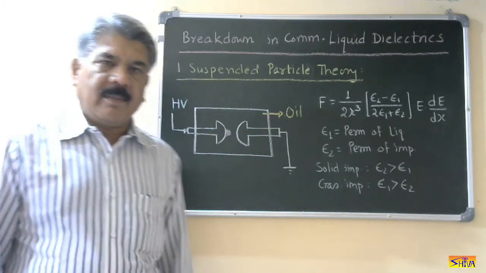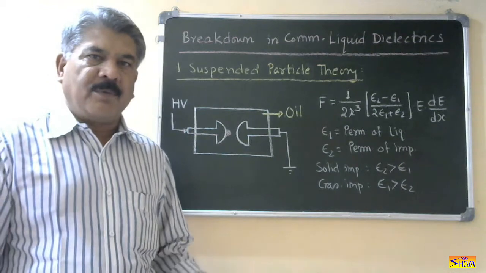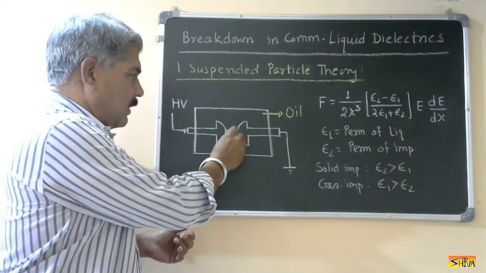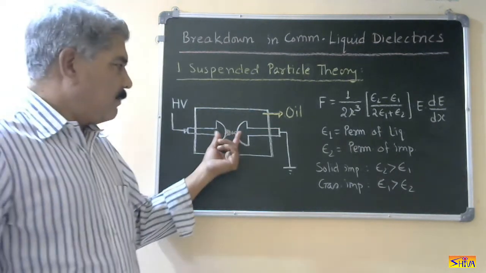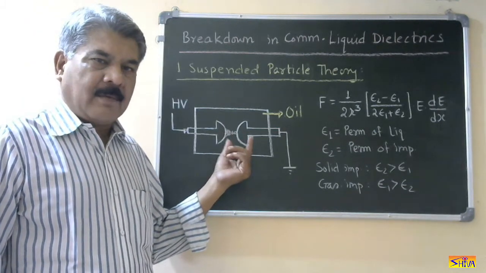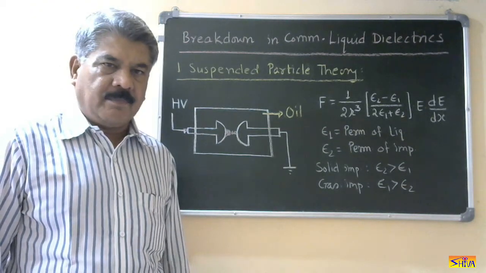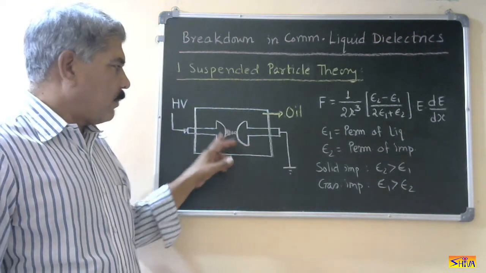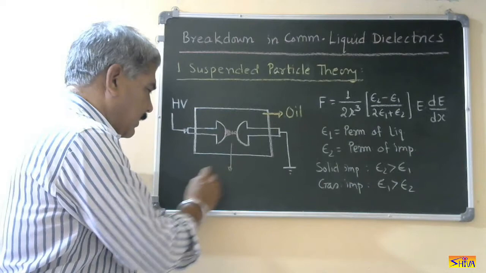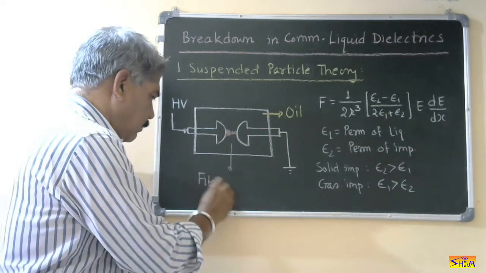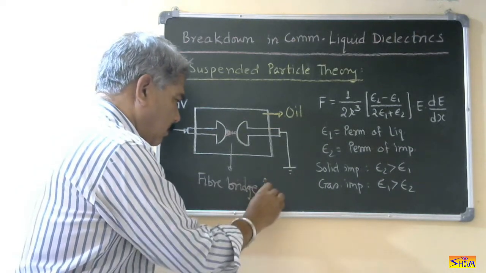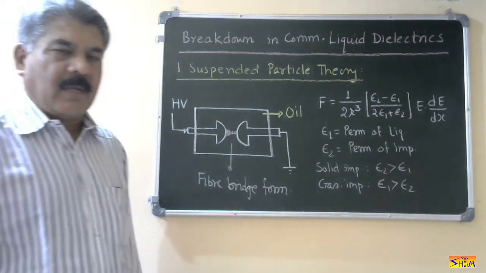Now let us assume that there are more impurity particles. So slowly they will start lining up in the direction of this electric field, like this. And finally they will bridge these two electrodes. And when these two electrodes are bridged, there is breakdown. So this type of formation of impurity particles is also called fiber bridge formation.